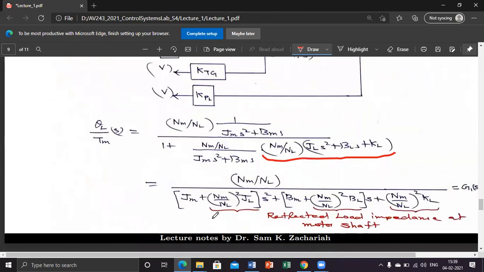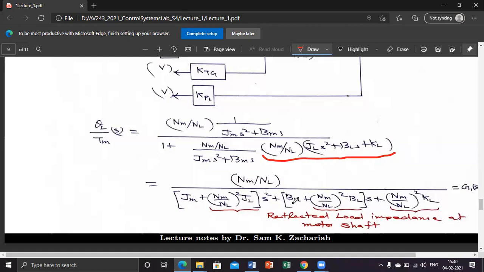The final transfer function for the motor portion with the gear coupled is Nm by Nl divided by Jm plus Nm by Nl the whole square JL into S square plus Bm plus Nm by Nl the whole square BL into S plus Nm by Nl the whole square into K. You can see a peculiar form for this.